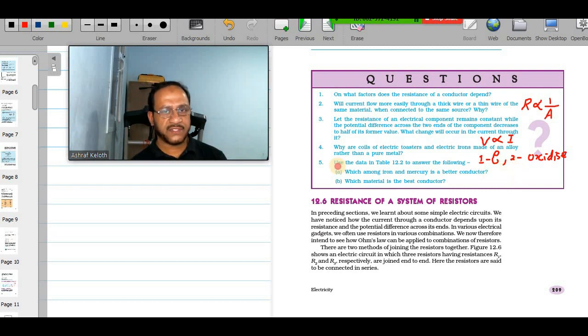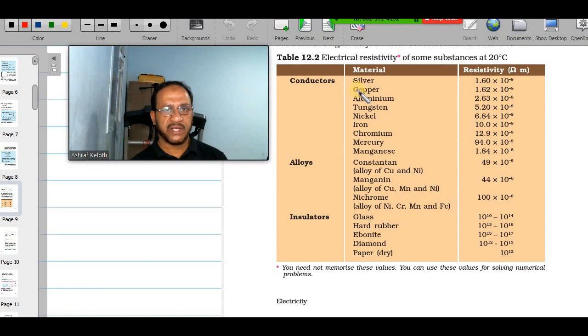Question number 5, see the question. Use the data in table 12.2 to answer the following. Which among iron and mercury is a better conductor? The second question is, which material is the best conductor? In this table the materials are given. These all are conductors. Then alloys, this much are alloy materials, and this much are insulators.